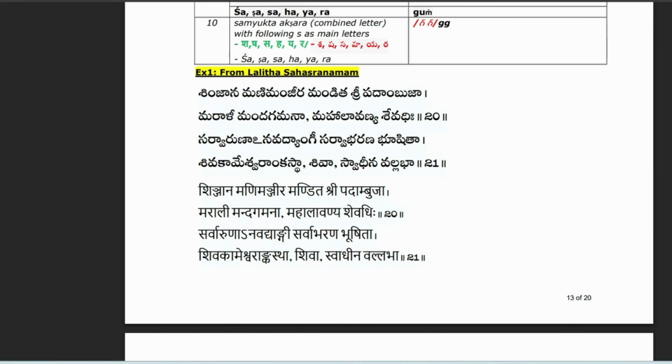Shri Padambuja. Padambuja. This is Anuswara followed by B, which is the Pa family. Pa family, what is the last letter? It's M. So this will be Padambuja. Mbuja. Okay. Marali Mandagamana. Mam is Anuswara followed by the Ta family, Tavarga. Last letter of Tavarga is N. So it is Mandagamana.